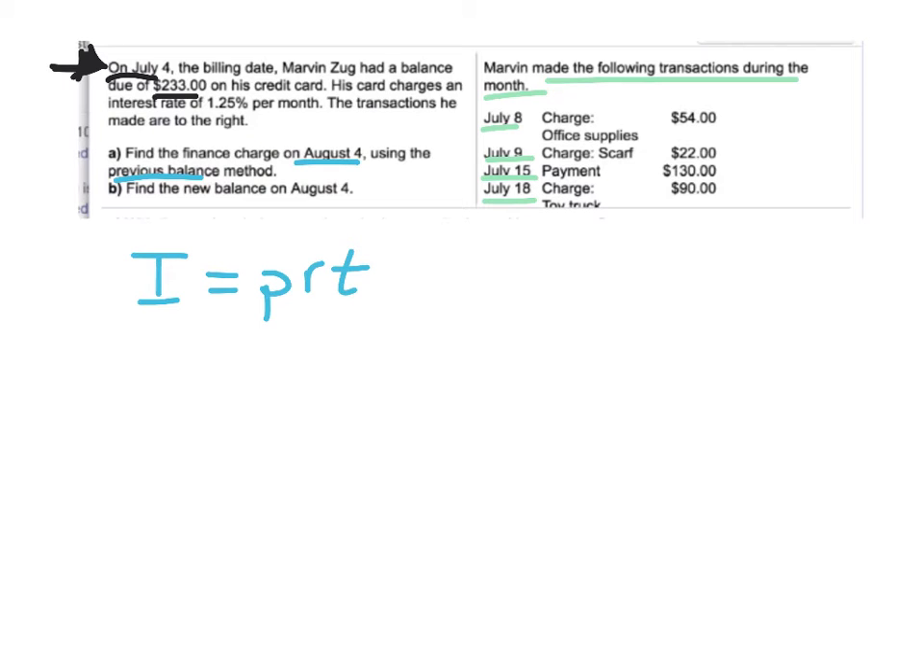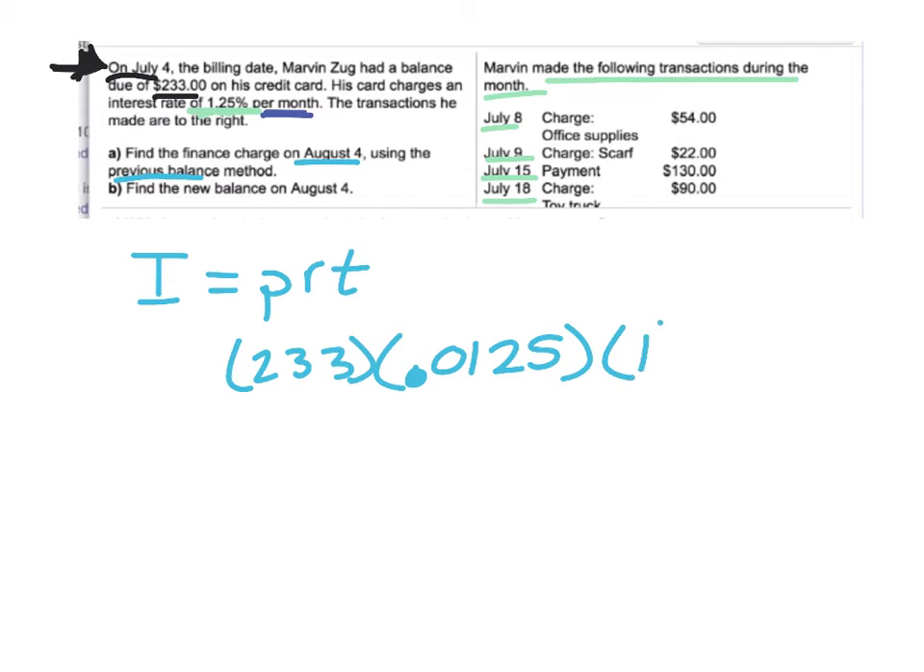So again, the previous balance is that $233. So we're going to put in $233 for the principal. R, of course, stands for interest rate, and the rate is this 1.25% converted to a decimal. That's going to be 0.0125, and T for time is going to be 1, because this tells us that the interest gets charged per month, and 1 month obviously passes between July the 4th and August the 4th. So only 1 month has passed. So the amount of time is going to be 1.